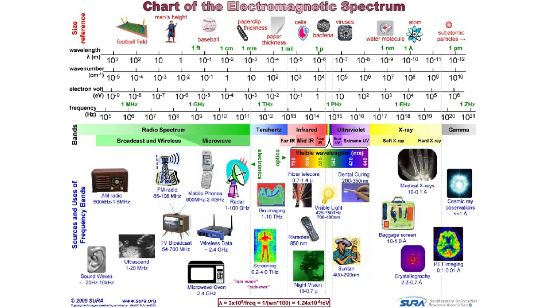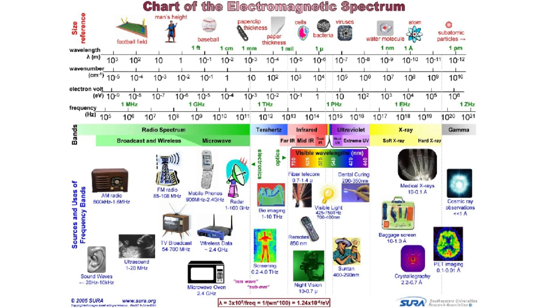Down here, we have the broadcast and wireless spectrum. Okay, so radio, nice radio with an antenna. That's long wavelengths, long antenna. Those are used to receive music, audio broadcast, propaganda, you name it.